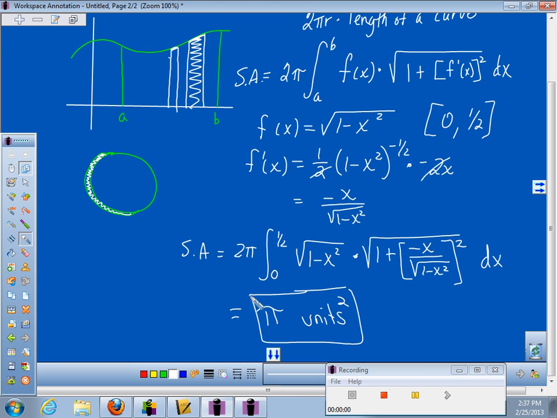So that's it. Length of curve, surface area. If you can plug it in the formula, you got it good. Last year I decided it was kind of insane to make you memorize those two formulas, so you don't have to memorize those two formulas.